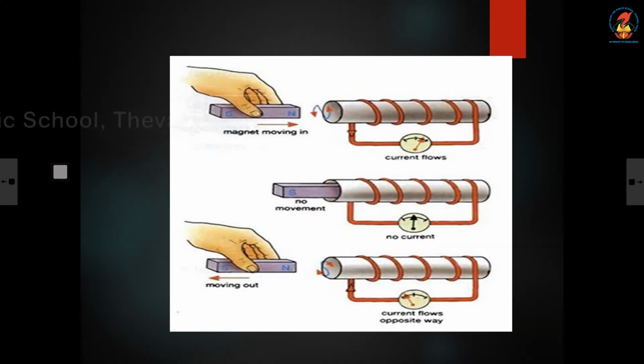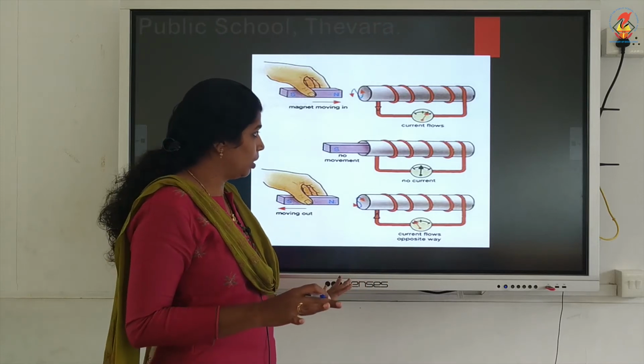In this diagram it is clear. If you move the north pole of the magnet into this coil, then the galvanometer will show a deflection towards the right. If you move the north pole of the magnet away from this coil, then the galvanometer will show a deflection in the opposite direction. Now, when you keep the magnet inside this coil, no current will be induced in the coil.